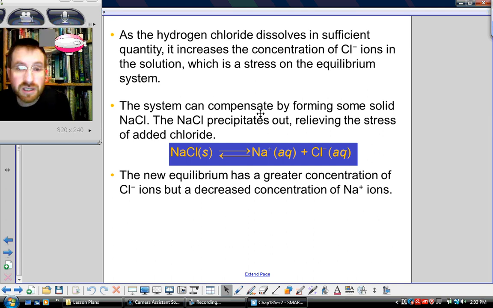The system can compensate by forming some solid NaCl. The NaCl precipitates out, relieving the stress of the added chloride. The new equilibrium has a greater concentration of chloride ions, but a decreased concentration of sodium ions.